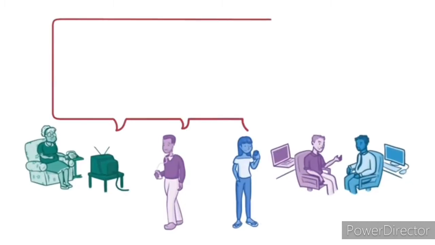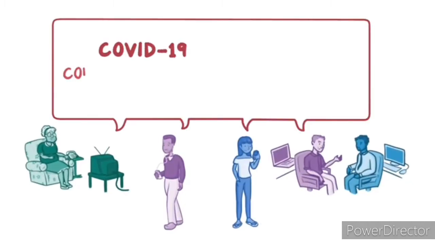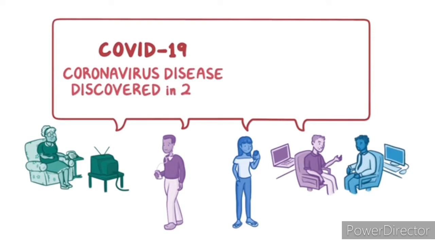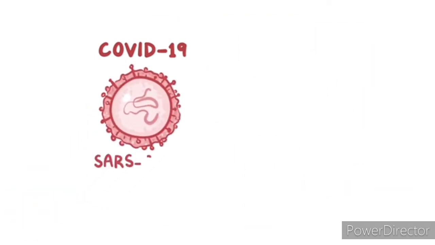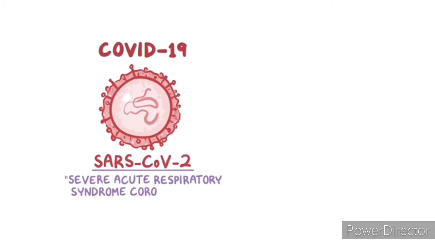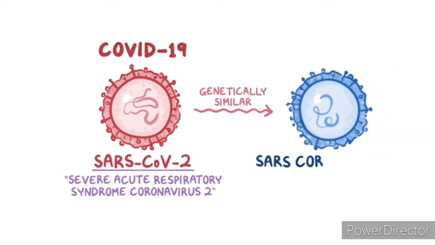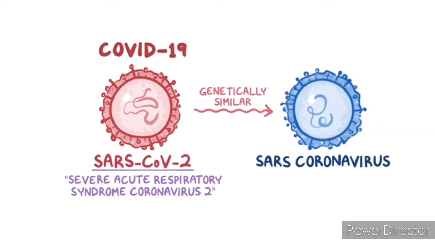By now, you've probably heard of COVID-19, or coronavirus disease discovered in 2019, which is responsible for a global pandemic. COVID-19 is caused by SARS-CoV-2, or Severely Acute Respiratory Syndrome Coronavirus 2, because it's genetically similar to the SARS coronavirus, which was responsible for the SARS outbreak in 2002.